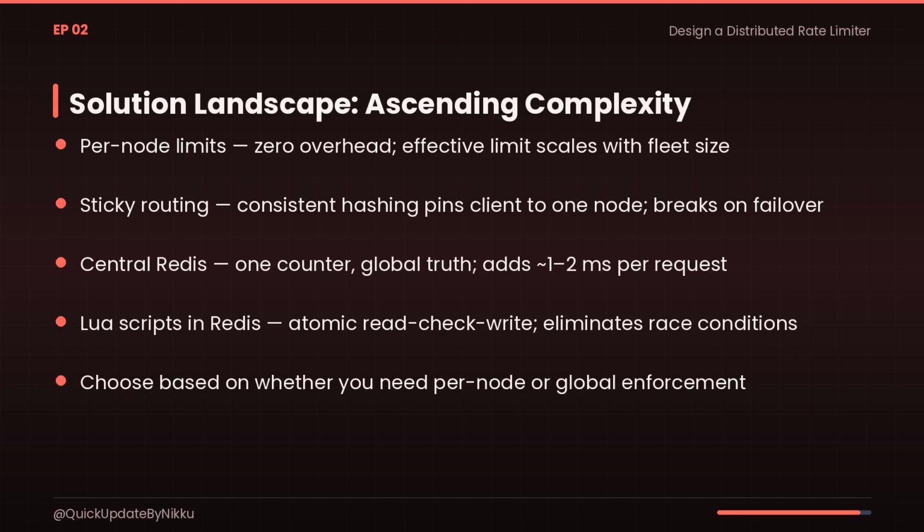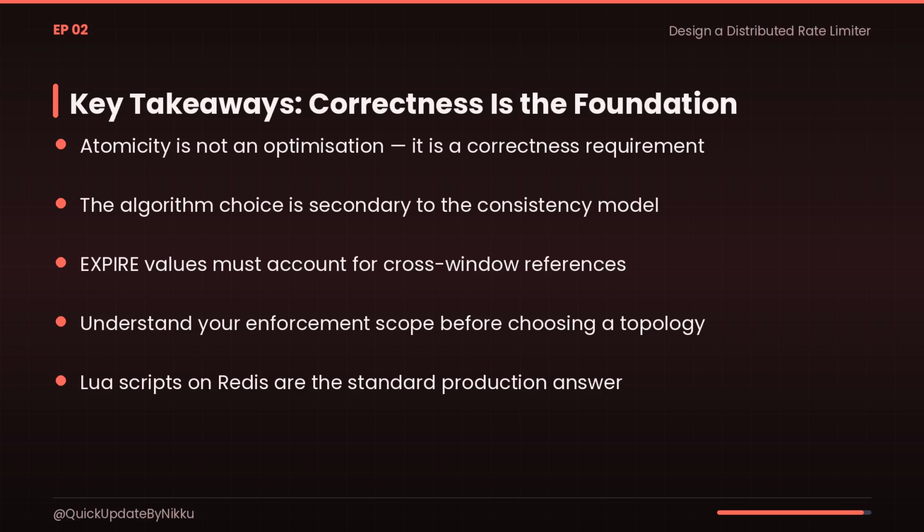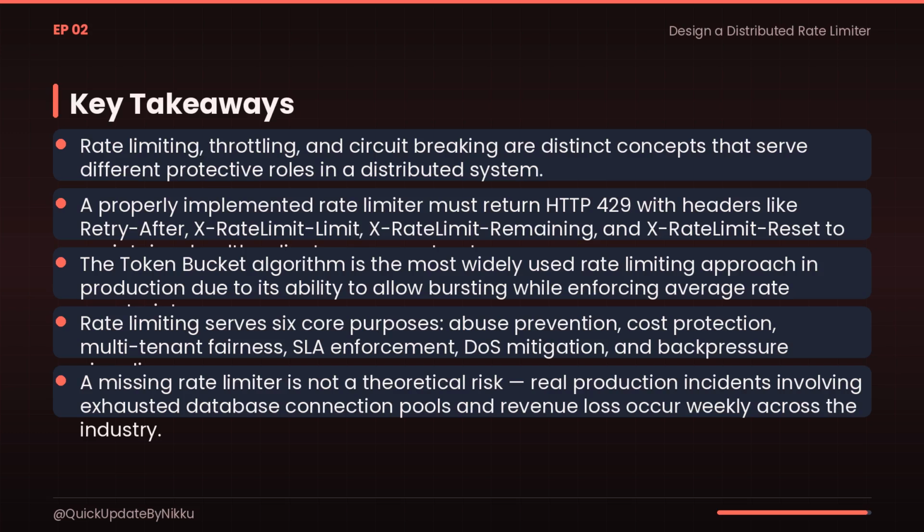The recurring theme across both algorithms is that the math is the easy part. The hard part is ensuring that read, check, and write happen as a single indivisible unit regardless of how many nodes are running concurrently. Get the consistency model wrong, and the algorithm is irrelevant. You will either overadmit requests or undercount traffic. Nail atomicity first, then tune for performance. Let's recap the key takeaways from this masterclass.